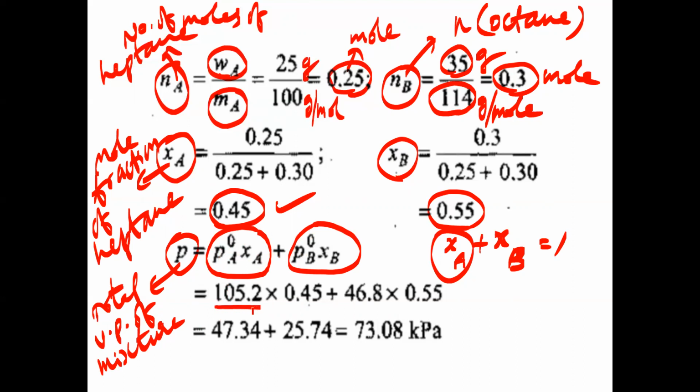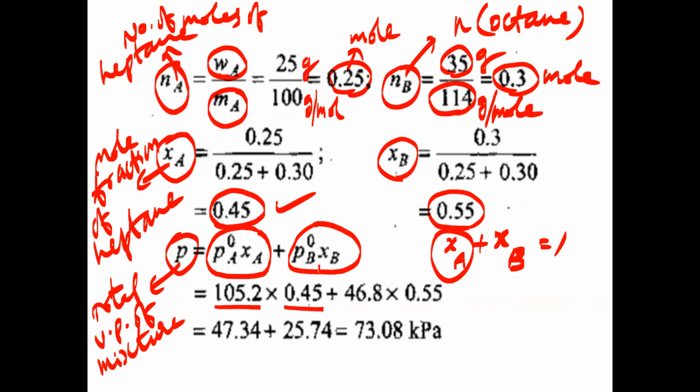Now what is the pure liquid A vapor pressure given? 105.2 kilopascal is given. PA naught means the vapor pressure of pure liquid A. The vapor pressure of pure liquid A is given as 105.2 kilopascal, multiplied by the mole fraction of A, which we got as 0.45. So 0.45 into 105.2 is the partial pressure of liquid A. Plus the partial pressure of liquid B, which is given by PB naught XB.